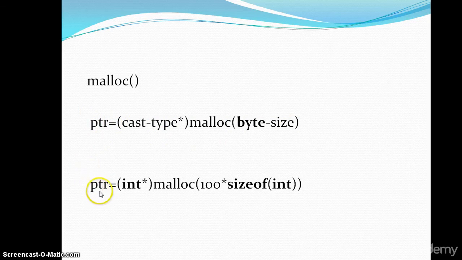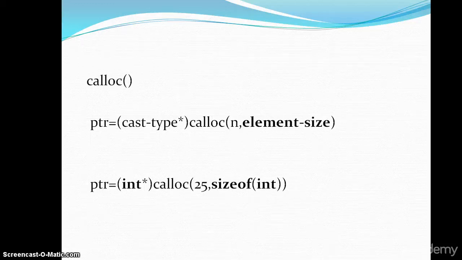So here is the example: ptr = (int *) malloc(100 * sizeof(int)). So suppose the integer size is 4 bytes, we are allocating memory of 100 into the size of int, 4. 100 into 4, 400 bytes of memory we are allocating. In case we require more memory in a program to store some variables or calculate, we will use this function. And calloc. calloc stands for contiguous allocation.